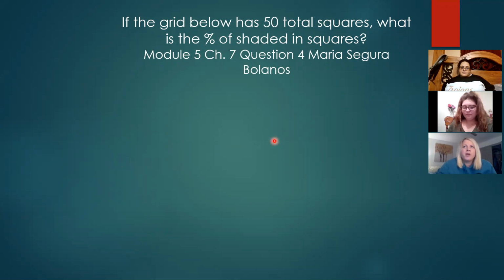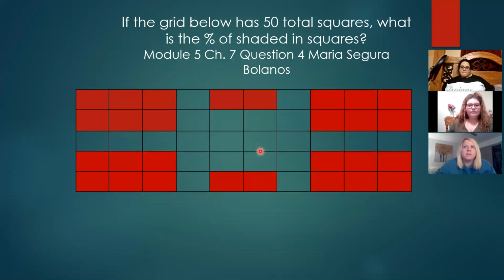All right, Maria, if the grid below has 50 total squares, what is the percent of shaded in squares? Okay, so for this one, we're going to add up our shaded in squares. We're told we have 50 total squares in the grid. For shaded in, we've got 6 on each corner, and there's 4 corners, so that would be 6 times 4. Then we have 2 on the top and 2 on the bottom, so that's 4 more squares. So we're going to do 6 times 4 plus another 4. That's going to give us 28 total shaded in squares.